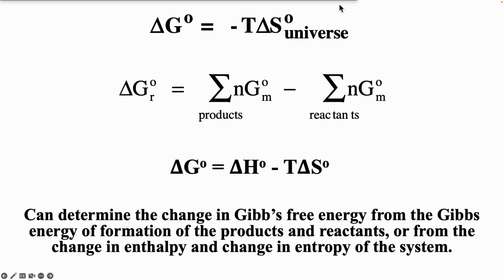And so we can calculate delta G as minus T delta S universe, or we could also do products minus reactants. Remember, Gibbs free energy, enthalpy, and entropy, they're all state functions. And so for all of them, you could do products minus reactants. We could also calculate delta G by delta H minus T delta S.